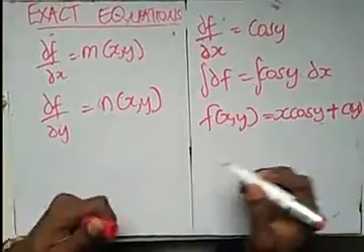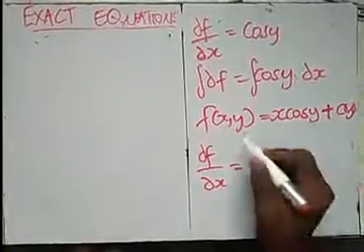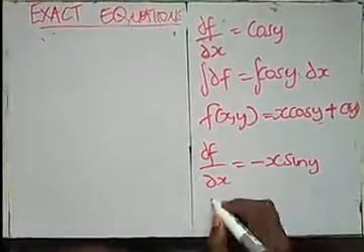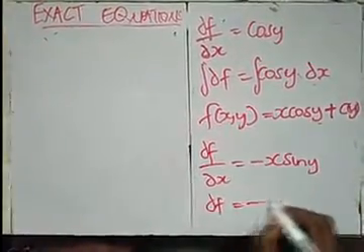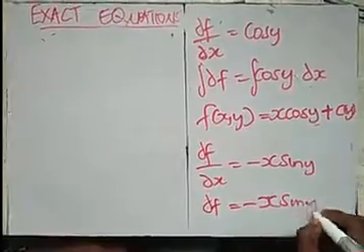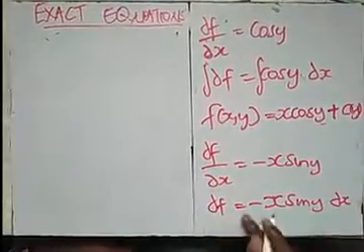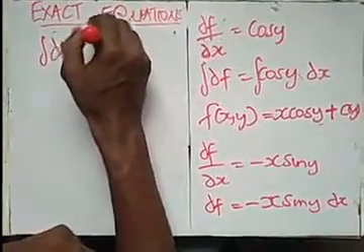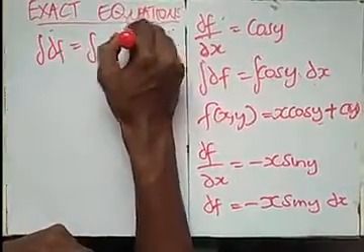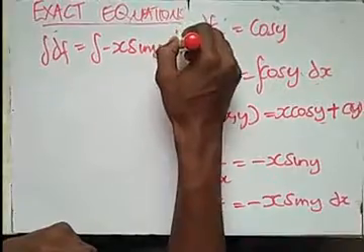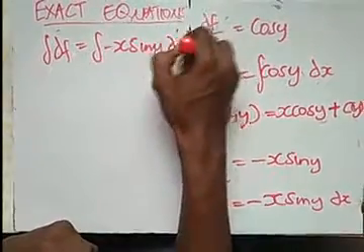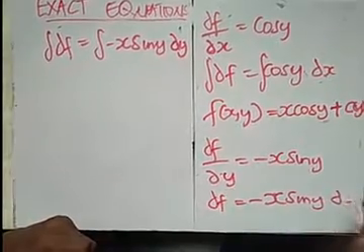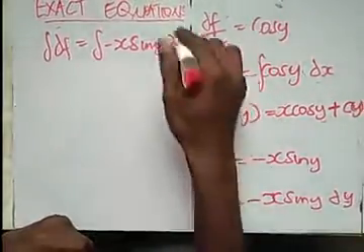Now we do the same thing for the second one, which is N. We multiply through by the partial differential of y, and we obtain the partial derivative of f with respect to y equals minus x sin y. So we introduce our integral sign, and we obtain f equals the integral of minus x sin y dy. Here is the y, yes, here is the y.